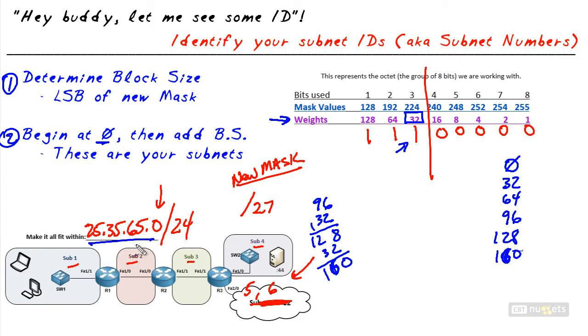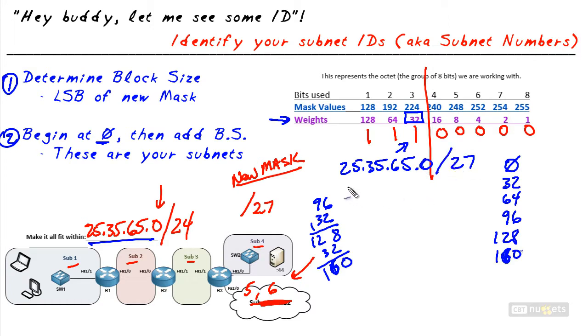And we actually have a couple more, because with 3 bits, we can actually create 8 subnets. But we're only going to use the first 6. So the literal subnets would be 25.35.65. That's what we started with. And remember that first subnet, which is called subnet 0, it actually looks like the major network, but it has that new mask of /27.